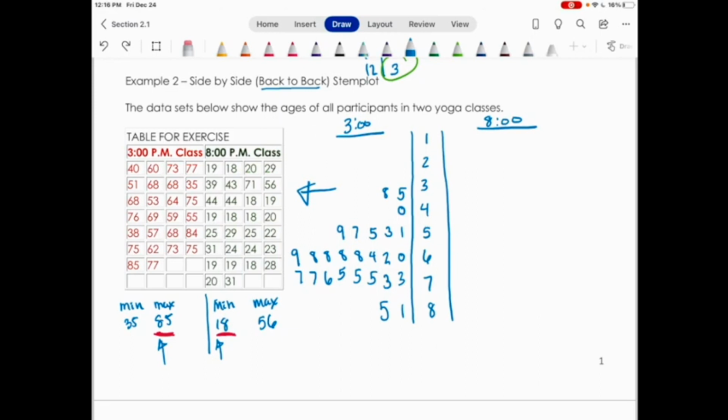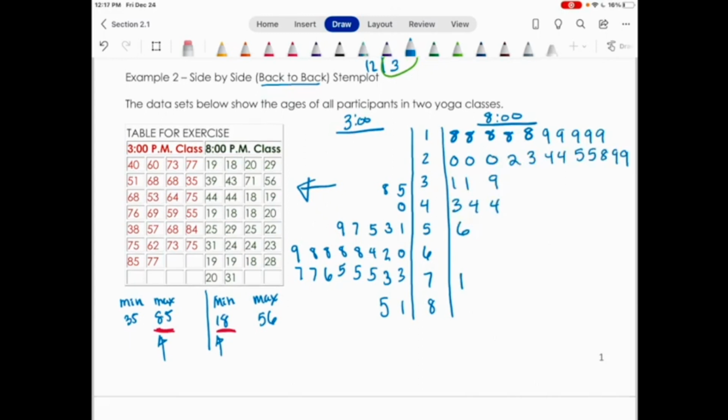So that means I'm going to have 5 18s, so I'm going to have 5 8 leaves. And then the next number would be 19, and it looks like you have 5 of those as well. So I'm going to have 5 9s too. So go ahead and pause the video and start making your stem and leaf plot for the 8 o'clock class, and then unpause it and check to make sure it matches with mine. Okay, now this should be your finished product for your back-to-back stem and leaf plot. So now it's an easy way to compare data side to side.